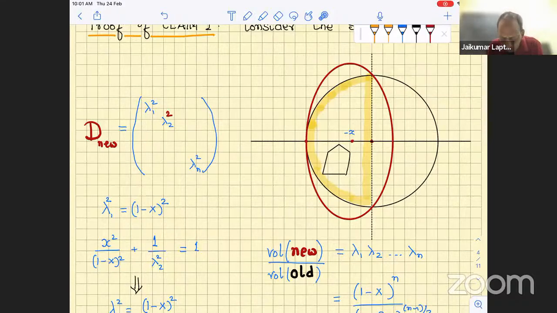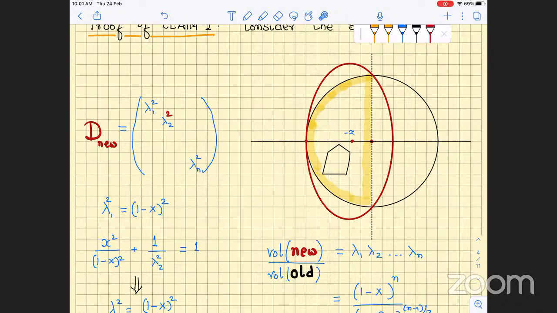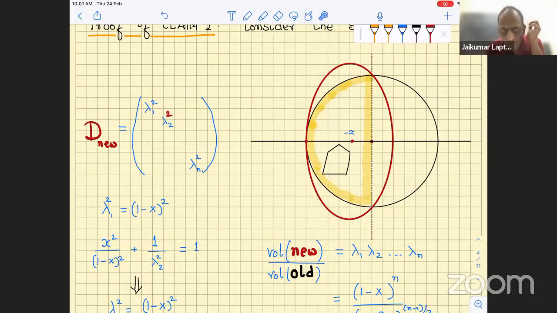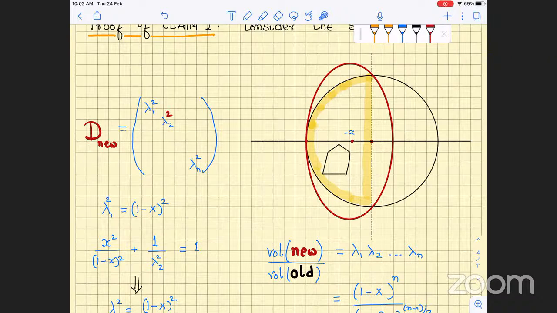No, but let's say the question again. I can't hear you at all, actually. How do you get this lambda from x?